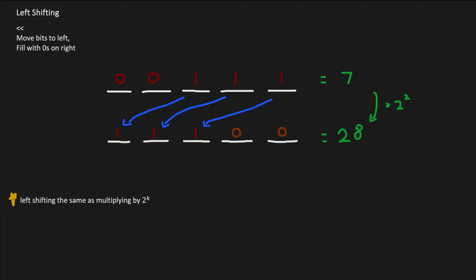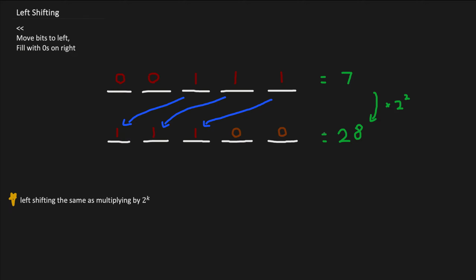So now I want to go over left shifting and right shifting. For left shifting, you just move the bits to the left, and then you fill in the empty spots with 0s on the right. So for this number here, if I want to left shift twice, I move the bits to the left twice. So the first one will end up in the third position, the second one will end up in the fourth position, etc. And then I just fill in 2 0s on the right.